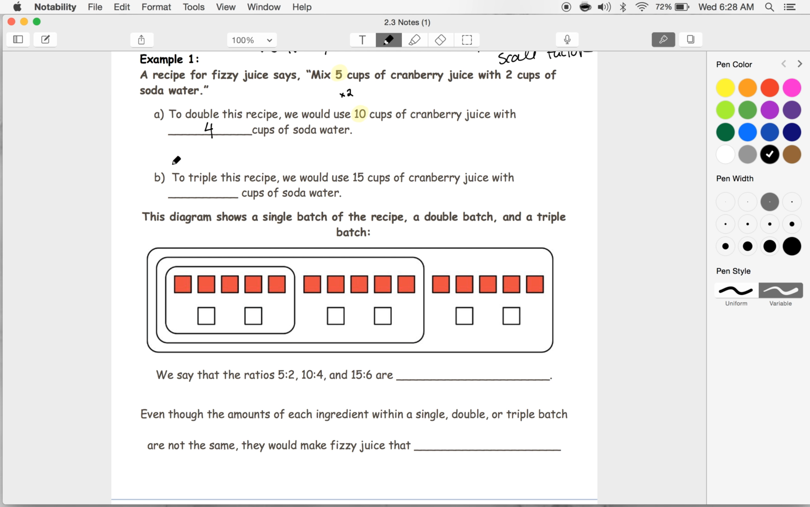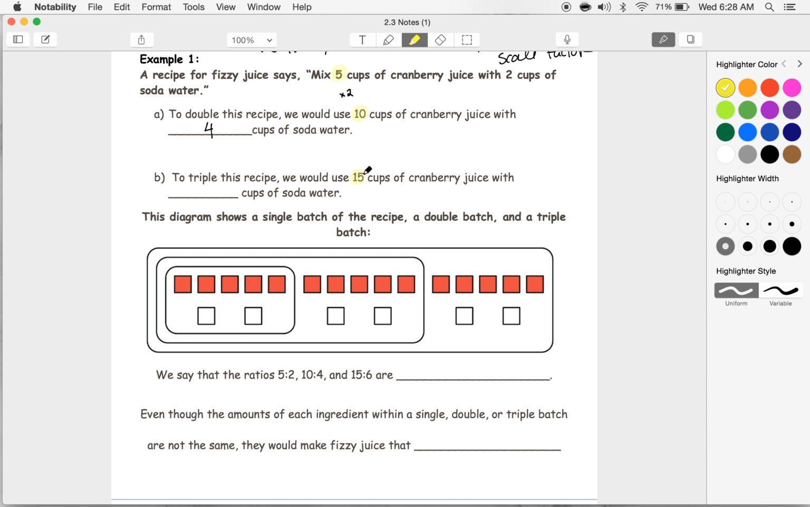All right, in this next one, we're going to now triple this recipe. Now I'm at 15. Well, how did I get from 5 to 15? Well, it said triple, so times 3. If I take my 2 cups then and do 2 times 3, I'm going to know it's 6 cups of soda water.